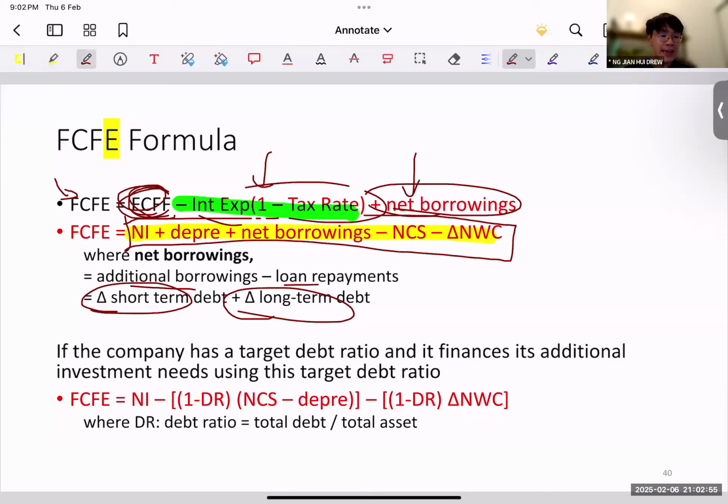So in cases where you have a target debt ratio, we can use this particular formula, which uses one minus the target debt ratio, to determine the FCFE. So what is debt ratio? Debt ratio is total debt divided by total asset. This total debt and total asset can be the targeted value, or it can also use your balance sheet figures if you don't have a target value.